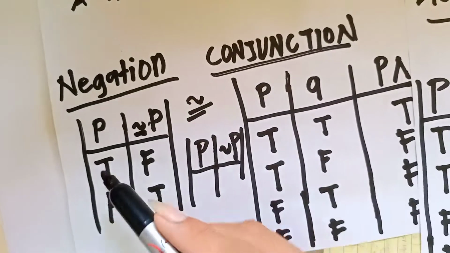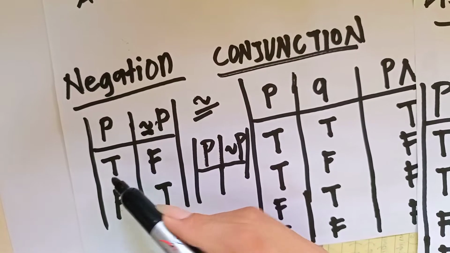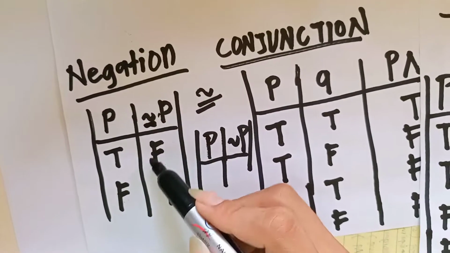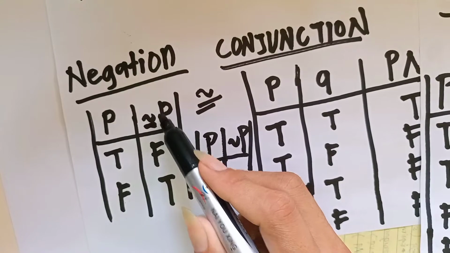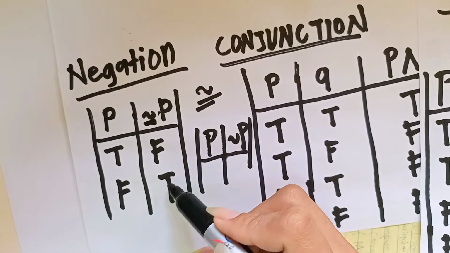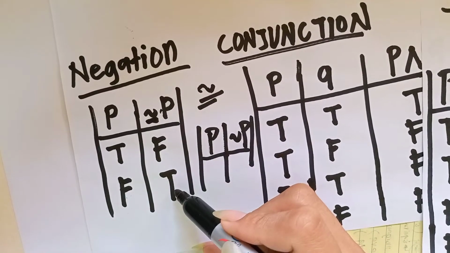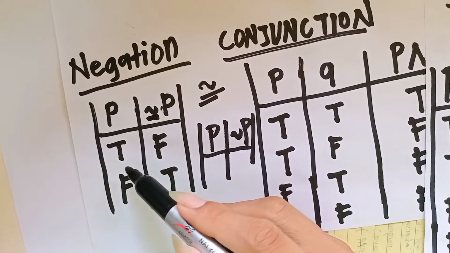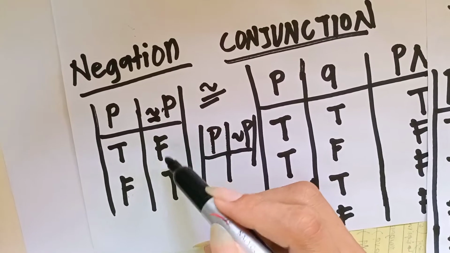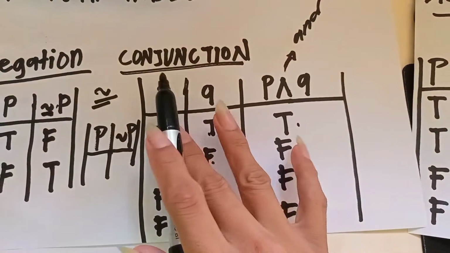Here, the first is true in our statement, the statement of P. Second is false. So the negation of P becomes false. For false, the negation of P becomes true. So just reverse the sign in the negation. Then let's proceed to conjunction.